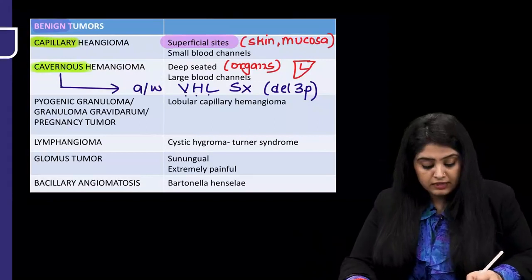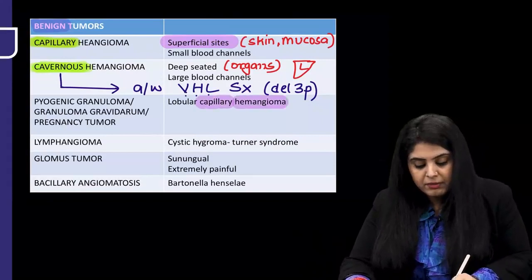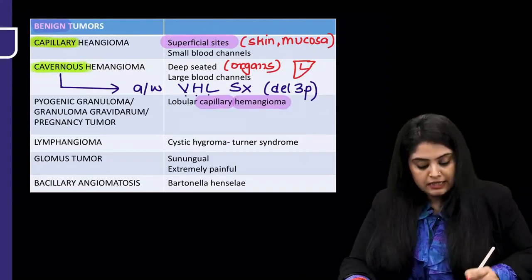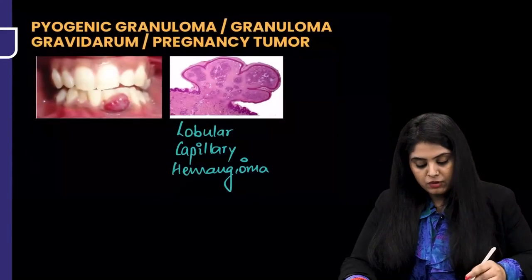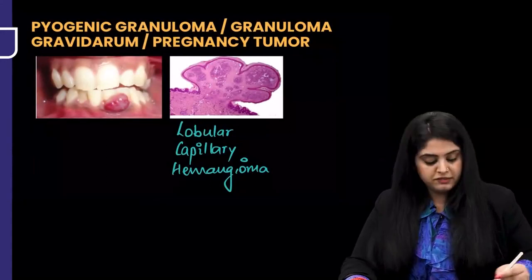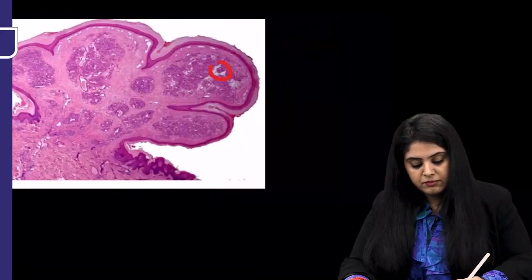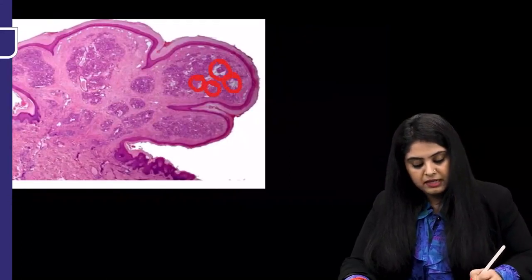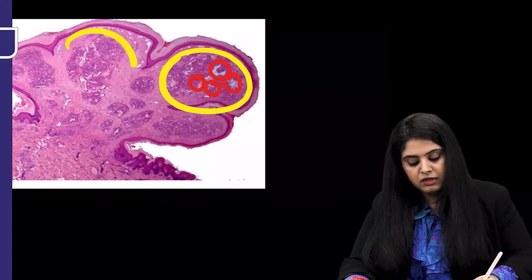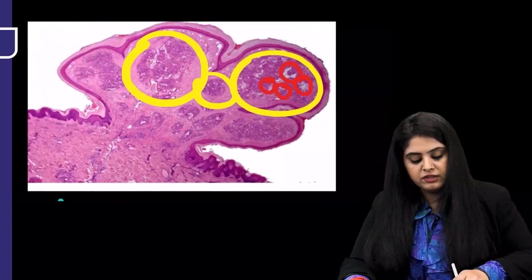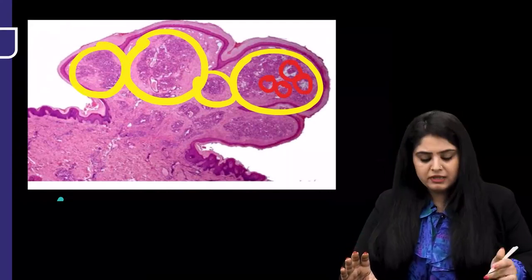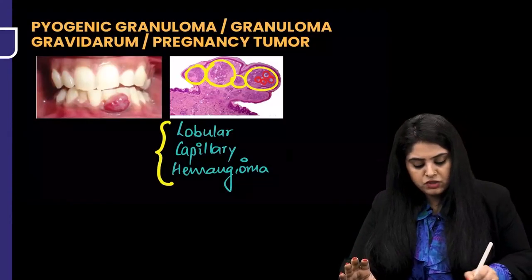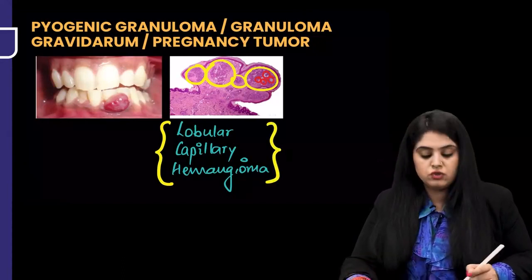Now let's look at another capillary hemangioma only, but what is the twist in the story? It is a lobular capillary hemangioma. So I'm going to see the same small blood vessels, but this time they've made a lobule here, a lobule here, a lobule here, another lobule here. So it's the same small capillary hemangioma, but this time with a lobular configuration, lobular capillary hemangioma.